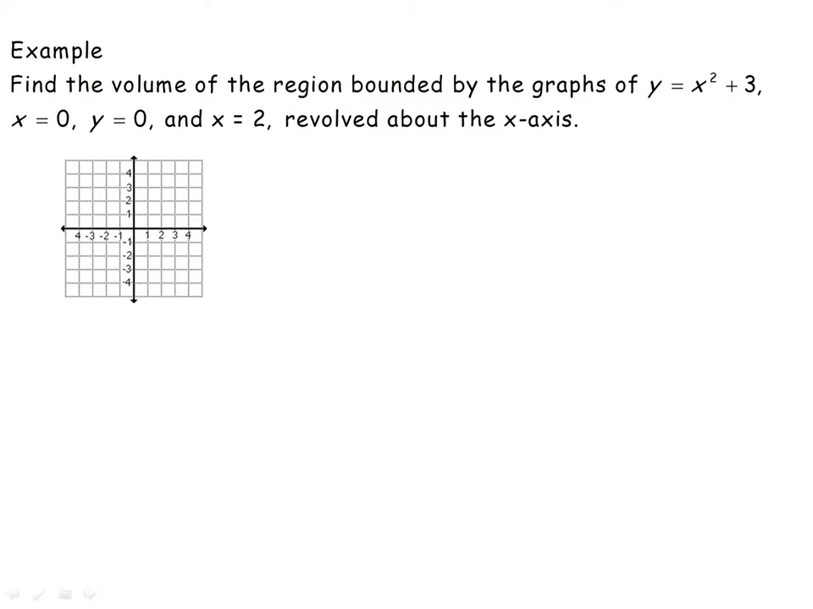Y equals x squared plus 3. That's going to be your basic parabola shifted up 3. And then you have x equals 0, which is going to be your y-axis. And you have x equals 2, which is going to be a vertical line going through the x-axis at 2. And then you have y equals 0, which is your x-axis. So this is the region that we're going to rotate. And if we rotate this, it's going to look something like this.